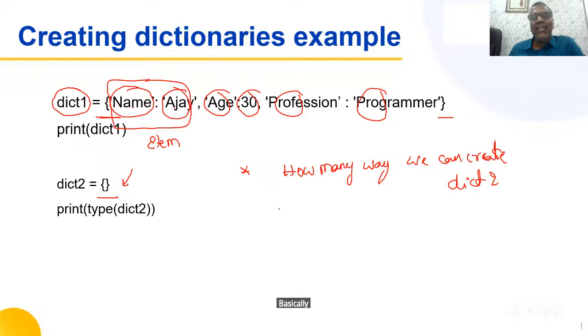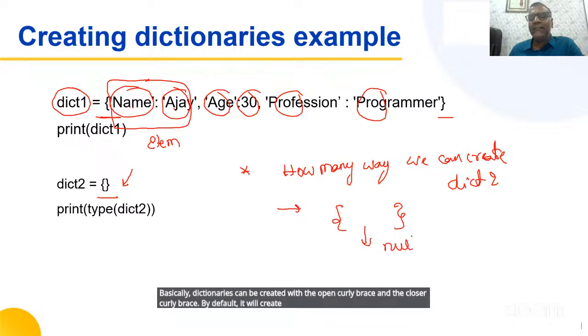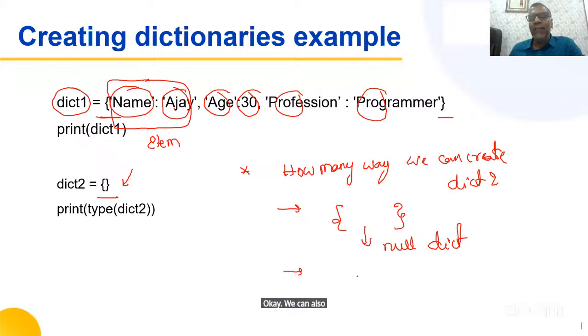Basically, dictionaries can be created with open curly brace and closed curly brace. By default, it will create an empty dictionary. We can also create a dictionary by using a built-in function called dict. Dict is a built-in function which also creates an empty dictionary.